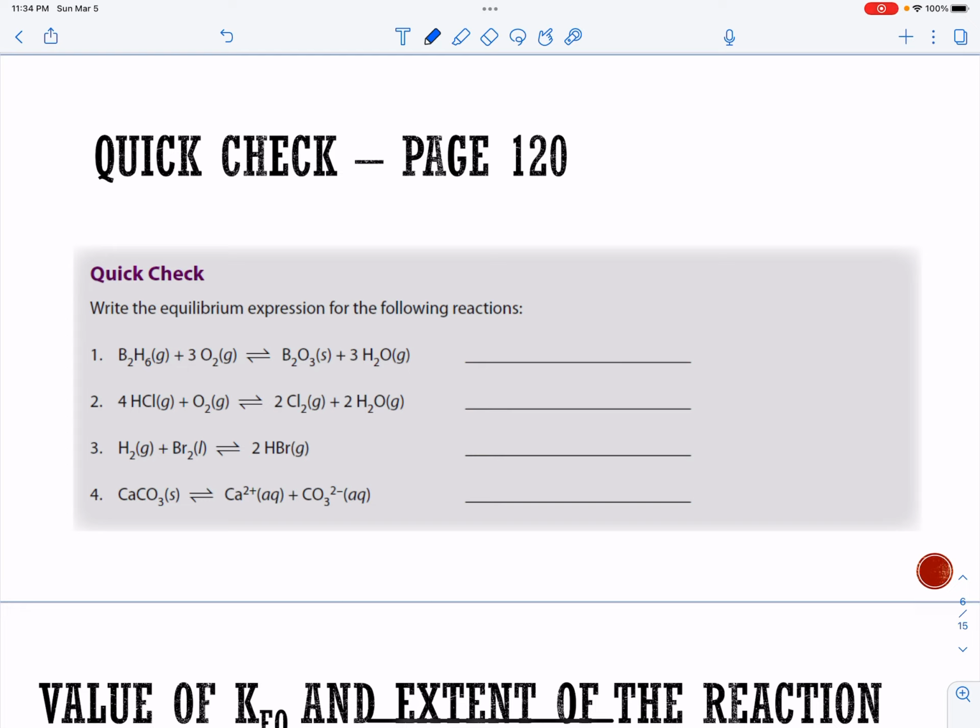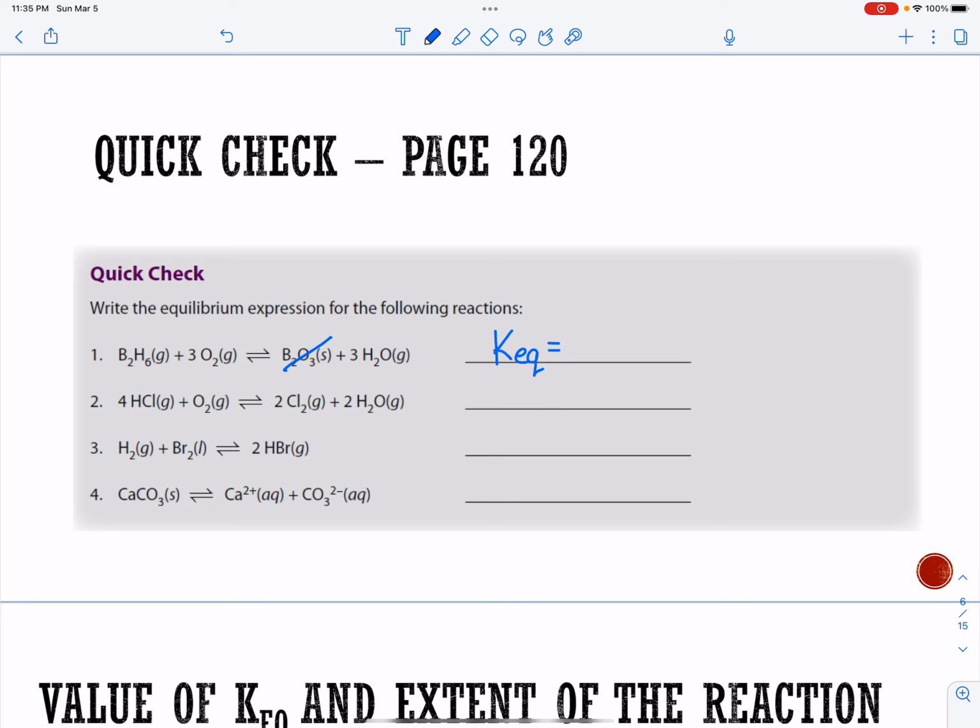Okay, answer to question number 1. You'll notice that with this question, we've got 2 gases on the left-hand side of the equation, on the reactant side. On the right-hand side, I have a solid, so I'm just going to put a line through that, just reminding myself to leave it out of my equilibrium expression.